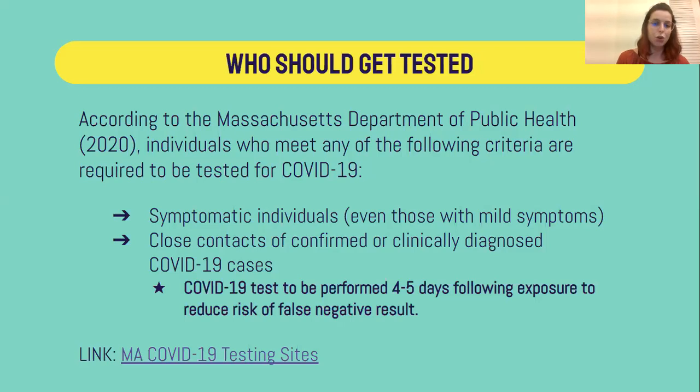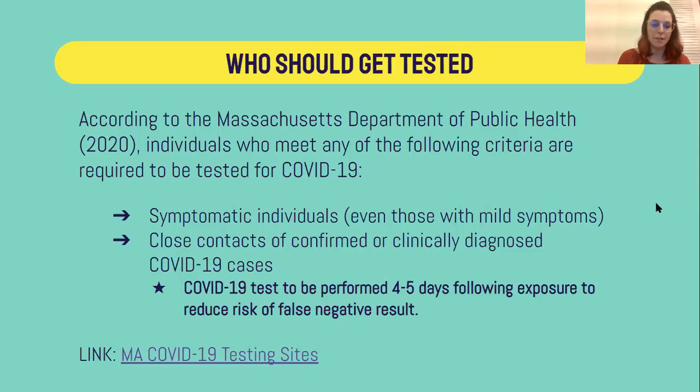Another note is COVID-19 tests in the case of exposure should be performed 4 to 5 days following the exposure to reduce the risk of a false negative result. Because the incubation period is so variable, that 2 to 14 day window, we do want to delay the COVID-19 testing for as long as feasible to ensure that the results are accurate. So in that 4 to 5 day window, those days leading up to that, you are going to want to quarantine at home, take the test, and let us know if you have a positive or negative result.